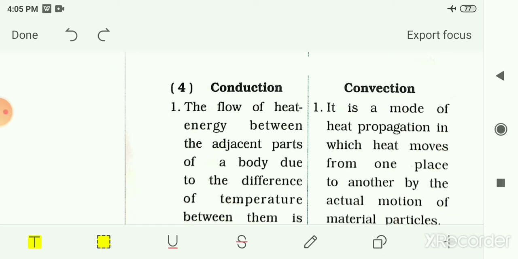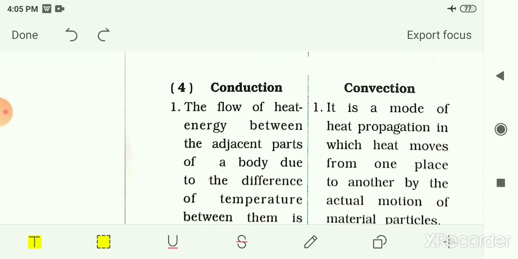Then we have seen why we wear woolen clothes in the winter season. Woolen clothes keep us warm during the winter because wool is a poor conductor of heat and it has air trapped between the fibers. That's why we wear woolen clothes in the winter season. And normally heat is more absorbed by black color objects compared to the white objects. So these are the things we had seen in the chapter.